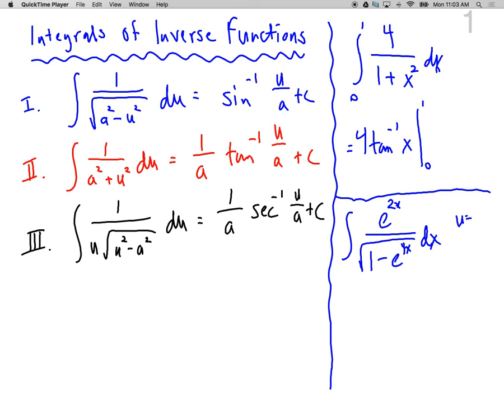So what's the derivative of 1 minus e to the 4x? Hold on, it'd be negative 4. What's the derivative of e to the 4x? Is that going to help us? Nope, that doesn't work. What's the derivative of e to the 2x? 2 e to the 2x. Is that good? Yes.